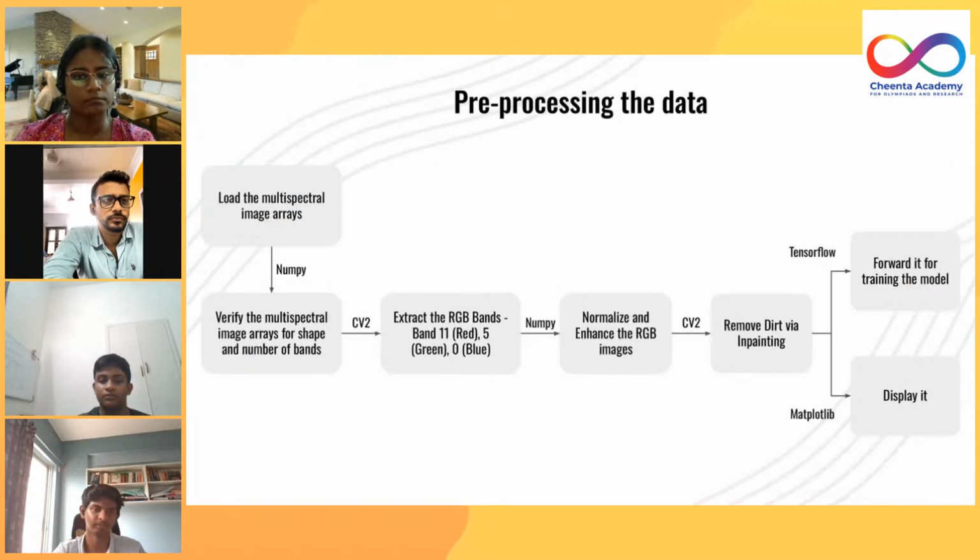Next slide. So here's a diagram of how we pre-process the data. First we loaded the multispectral images and used NumPy for verifying the multispectral images for shape and number of bands. Then we sent it to CV2 for extracting the RGB bands, and then back to NumPy for normalizing and enhancing the RGB images, and finally CV2 for removing dirt via inpainting. Then if we had to display it, we sent it to Matplotlib, or if we were giving it to the model, we used TensorFlow.